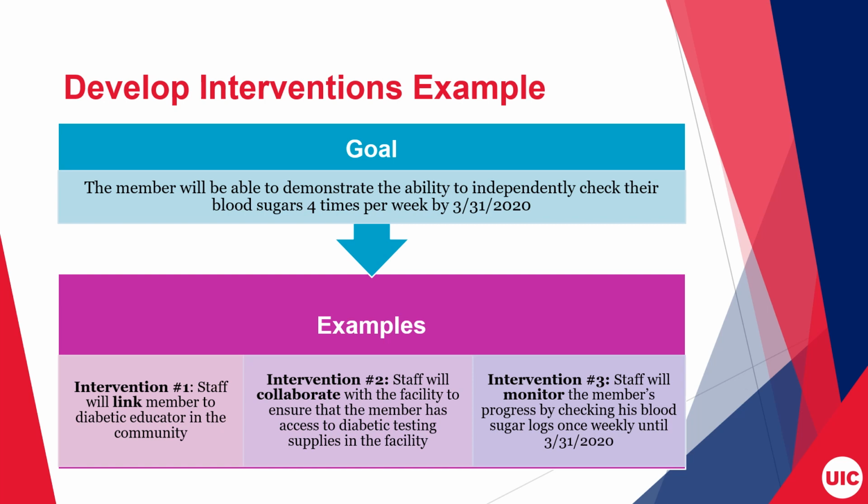Given the example goal we've been discussing, interventions that would make sense on the service plan include linking the member to a diabetic educator, collaborating with the facility to ensure the member has appropriate testing supplies, and monitoring the member's blood sugar logs on a weekly basis. While these interventions are all structured as provider-staff accountabilities, interventions can also be written for actions that the facility or other providers must take, or that the member will be responsible for themselves.